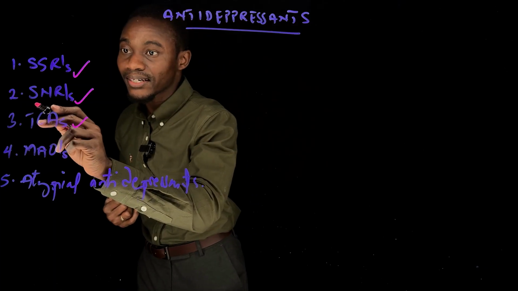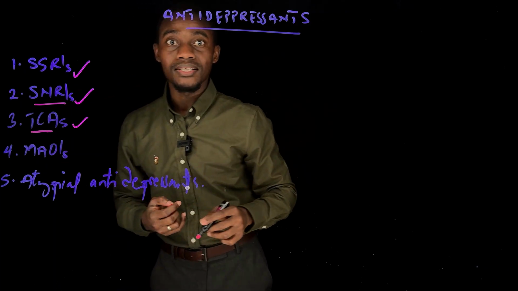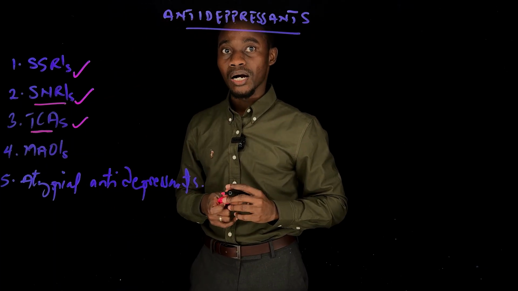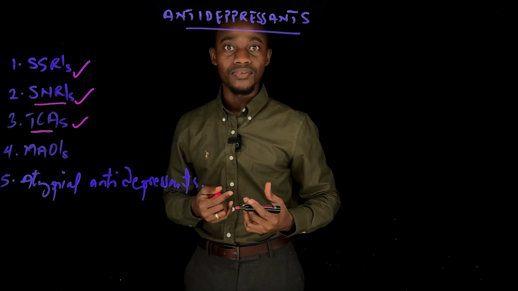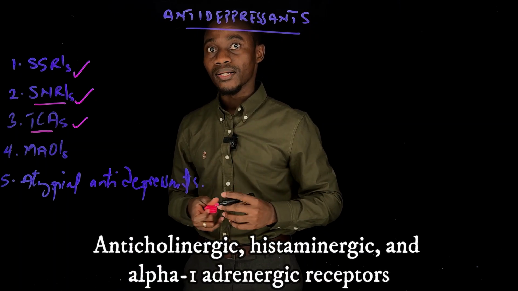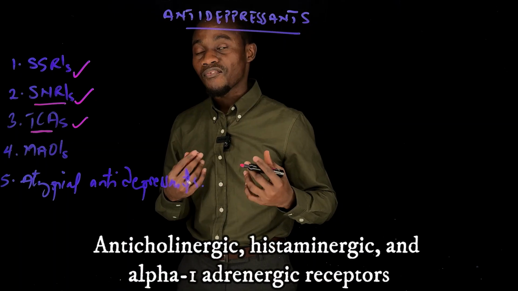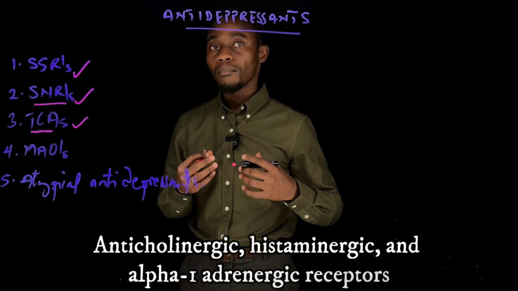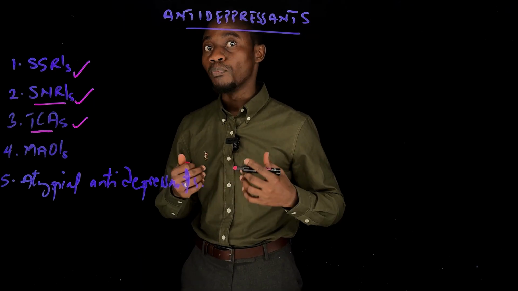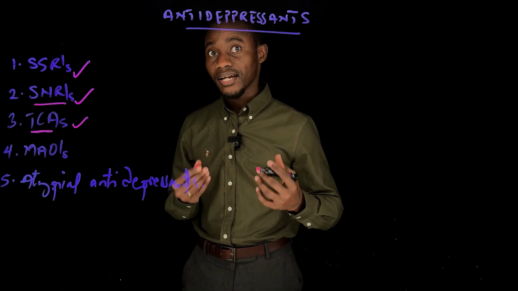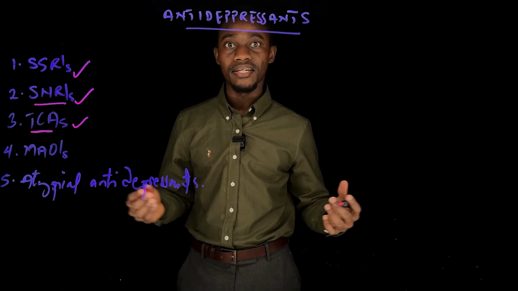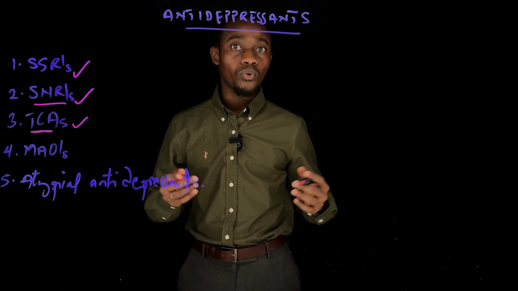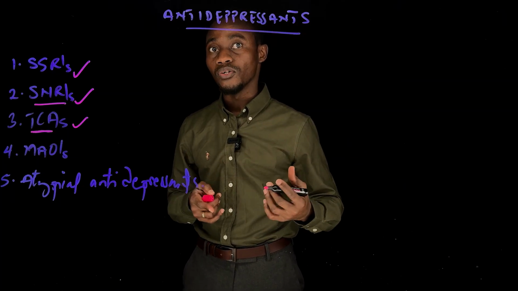But unlike SNRIs, tricyclic antidepressants are more non-selective in their approach and affect various other receptors, such as anticholinergic, histaminergic, and alpha-1 adrenergic receptors. Because of their non-selective approach to blocking various receptors in the brain, they carry the risk of causing a wide range of side effects. Furthermore, they can be comparatively very dangerous in overdose.